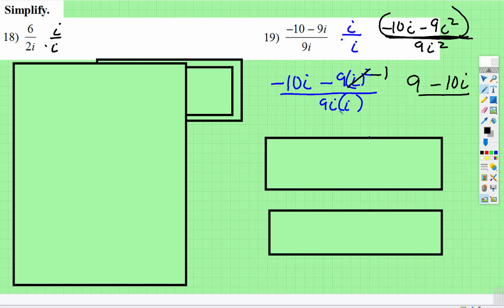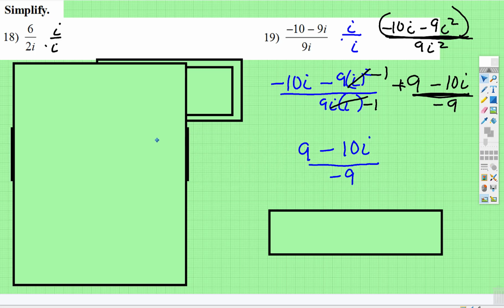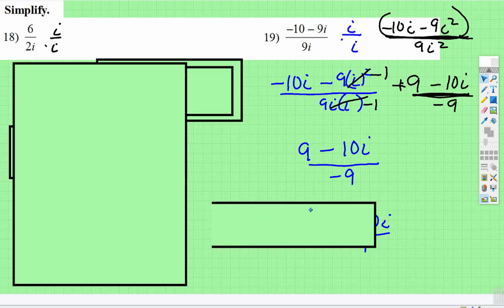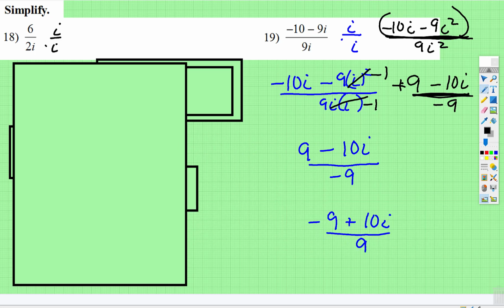And then in the denominator, i times i is i squared. i squared is -1. Well, we don't want to leave a negative in the denominator. 9 divided by -9. Well, remember, positive divided by negative becomes negative. Negative divided by negative becomes positive. And you're going to end up having -9 plus 10i all over 9.